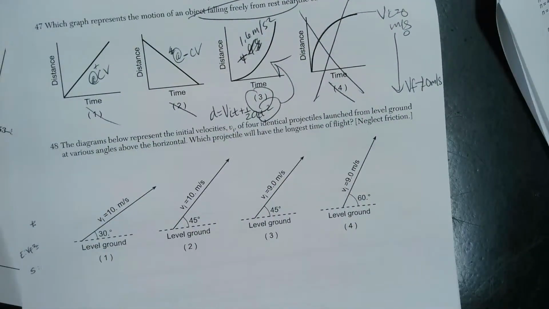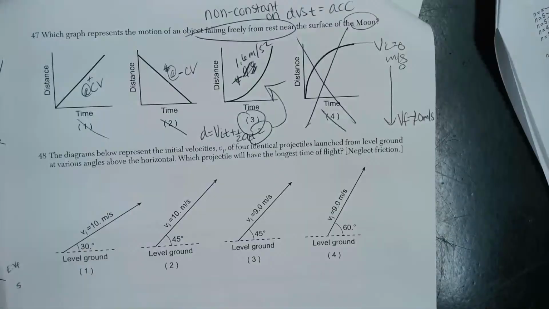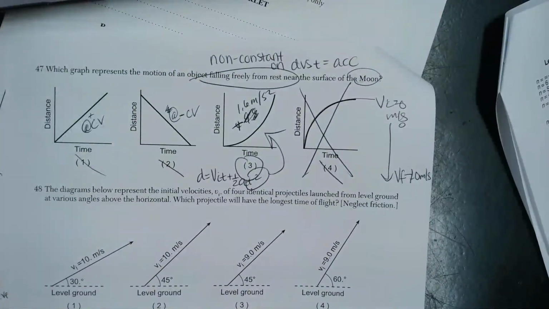Number 48, the diagrams below represent the initial velocities, v_i, of 4 identical projectiles launched from the level ground at various angles above the horizontal. Which projectile will have the longest time of flight?